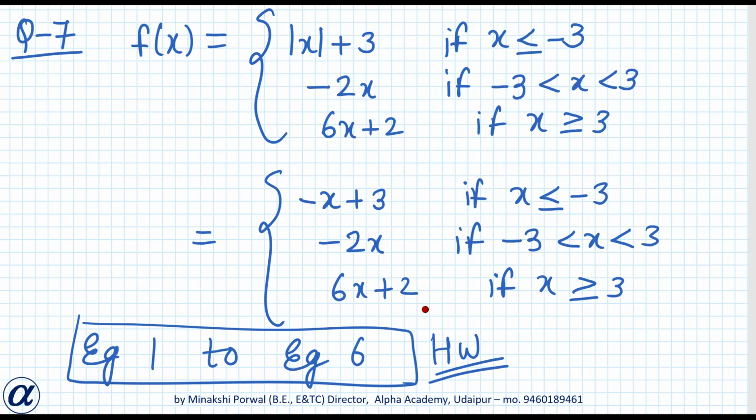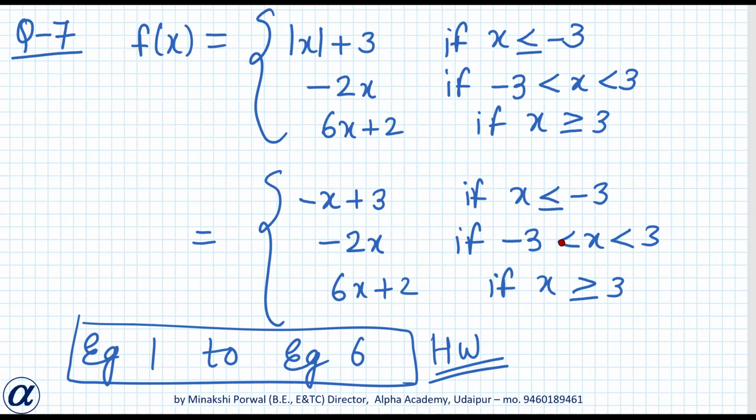Now by observing the definition of the function only, we can say that when x is less than minus 3, the function is continuous because it is minus x plus 3. This is a polynomial function, so it will be continuous. Now at minus 3, we need to check because here the definition of the function is changing.